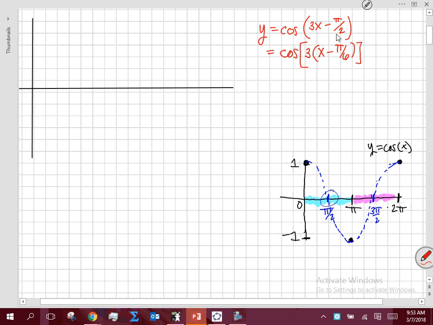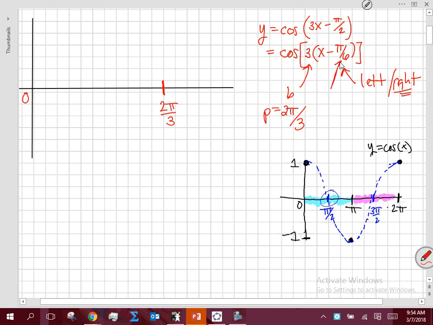Pi over 6, right? So that is my left or right movement, and in this case it's right. This 3 is still the b value. So when I say my period is 2 pi over b, it's 2 pi over 3, right? So that being said, when I come to my graph, I'm going to set up my ending point for the cosine at 2 pi over 3. Now, still got my same starting point of 0.